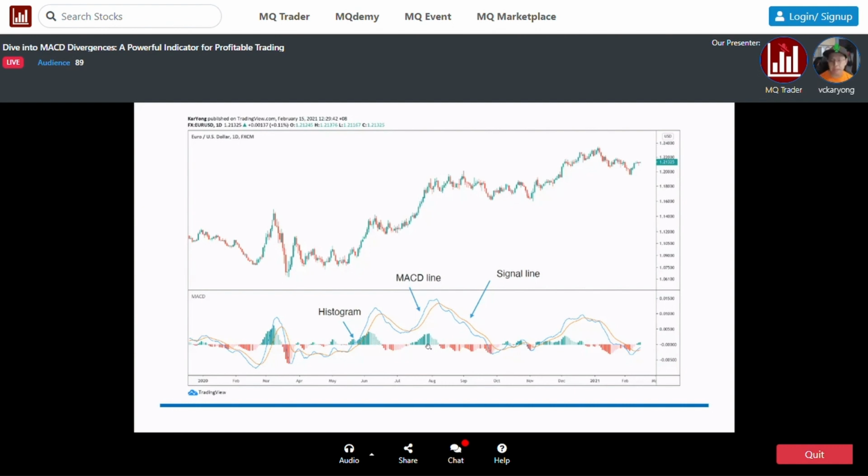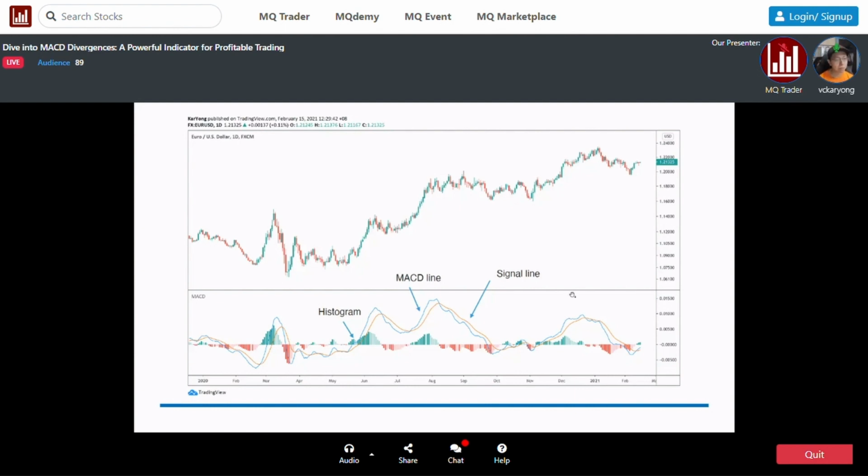Green means that the MACD line is above the signal line. A red histogram means the MACD line is below it. So over here, you can see when the gap between the blue and the orange line is wider, your histogram is bigger. And when it crosses over, your histogram is zero. And then when it crosses over and goes lower, it becomes red. So these are some of the aspects of MACD that you need to be familiar with.